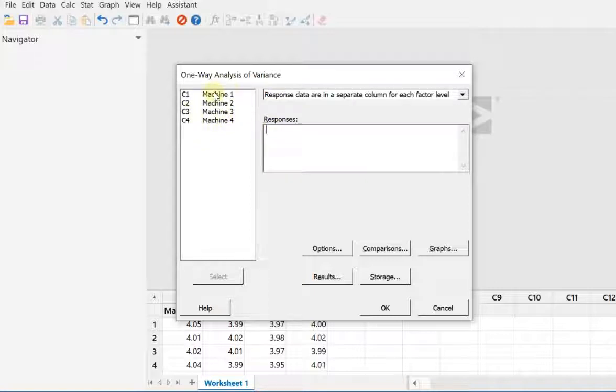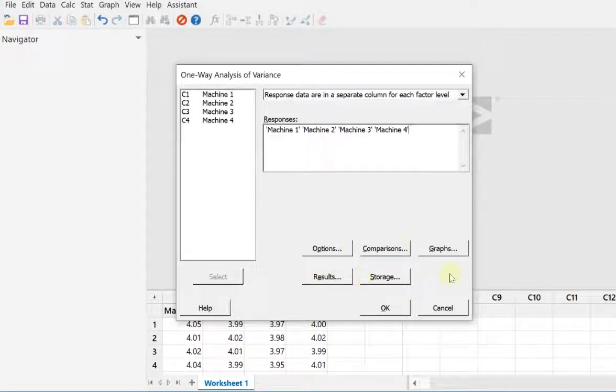And all you want to do is left click once to select, or you can just make it go faster: double click on each of them. Double click, double click. There you go. If you want, you can run ANOVA on just 3 of them. I'll leave the 4th one out. Maybe that was a bad machine or whatever. But we want to compare all 4 of them, right?